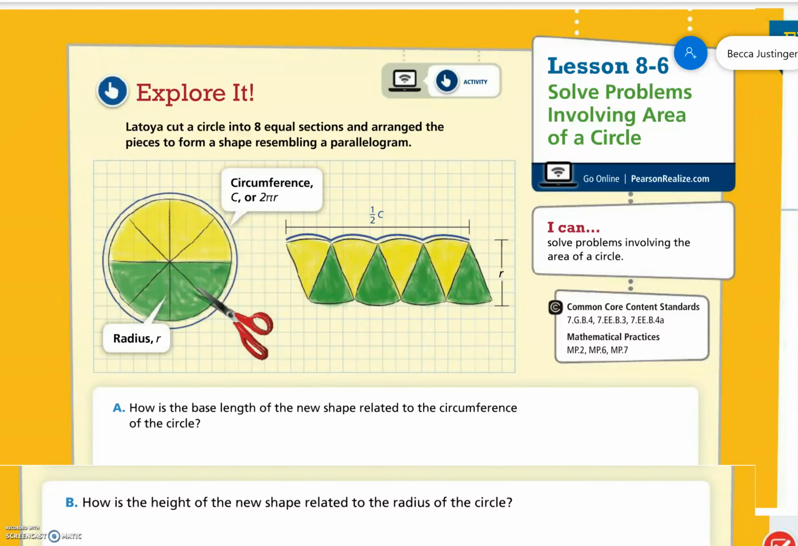Hi, 7th grade. Welcome to lesson 8-6, solve problems involving area of a circle. By the end of the lesson, I want you to be able to say, I can solve problems involving the area of a circle. Let's explore it.